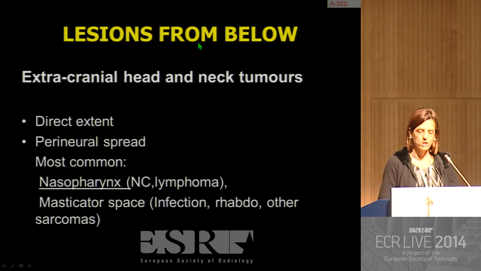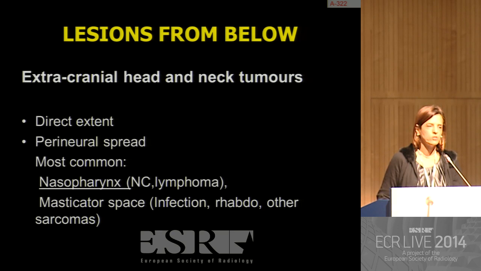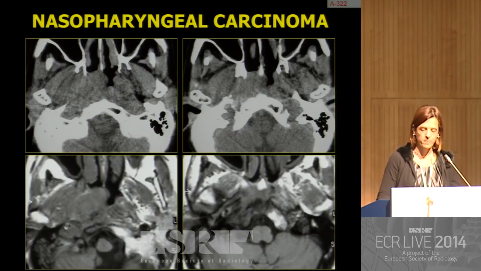So lesions arising from below, they can invade or cross the skull base either by direct extension or via perineural spread, and the most common lesions will arise from the nasopharynx, nasopharyngeal carcinoma or lymphoma, and from the masticator space, consider infection, sarcoma, and particularly rhabdomyosarcoma in children. Here I show an example of a nasopharyngeal carcinoma.